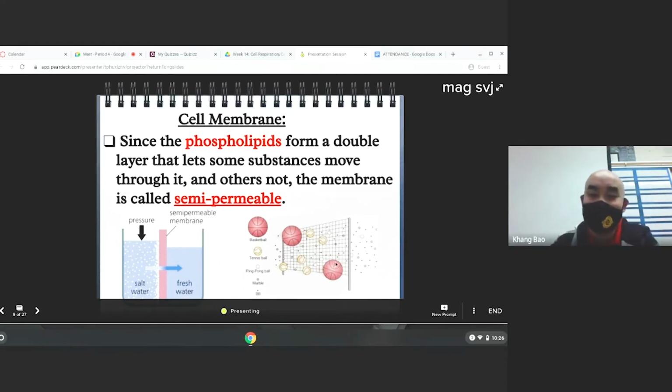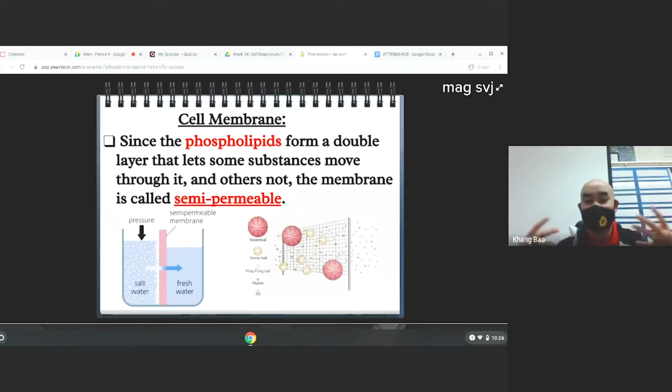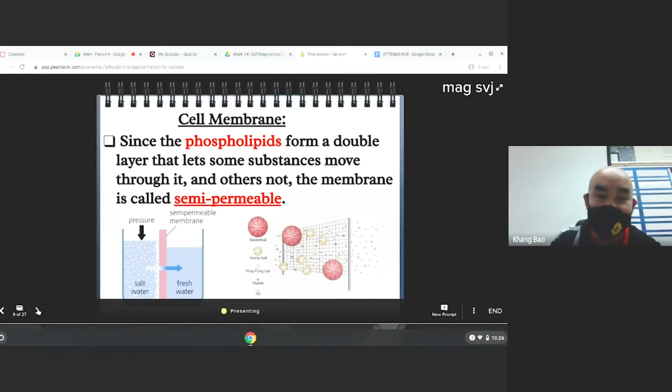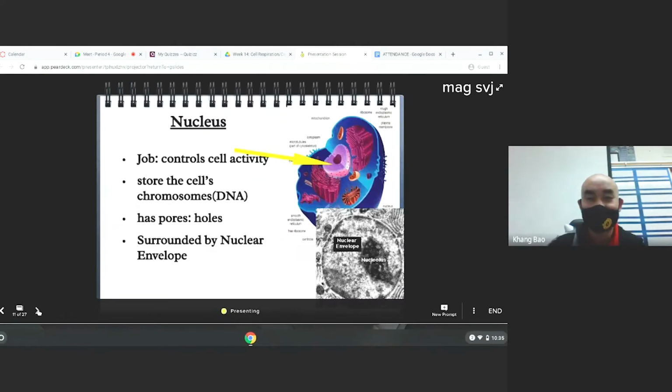Half. And this is important because you don't want everything to go through your cell membrane, right? Because that includes toxins and dangerous stuff. You want the membrane to allow things to go in and keep things out, right? And that's the characteristic of a cell membrane.